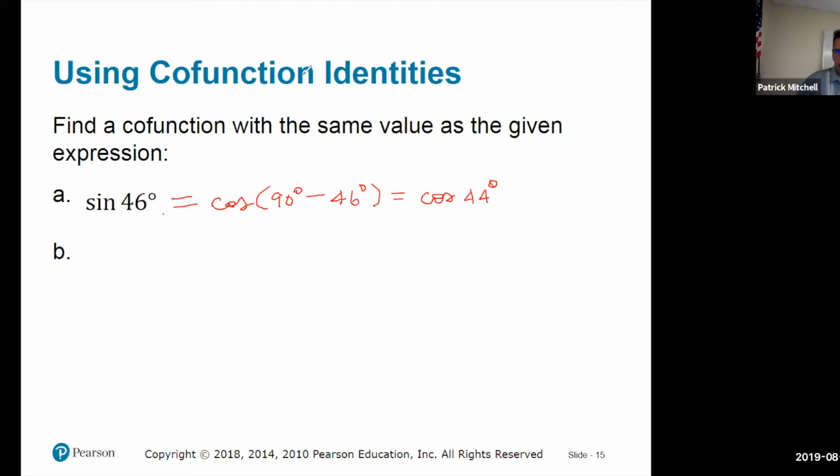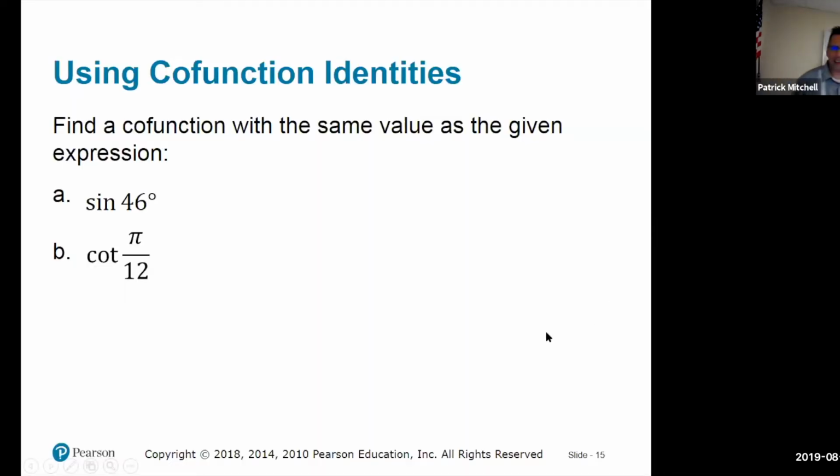All right. So the next one is going to be the cotangent of pi over 12. If you're watching the video, I'm going to ask you to pause the video and try to figure out the cofunction for cotangent of pi over 12. Notice that pi over 12 is in radians. Okay, and we'll compare notes when you're finished.